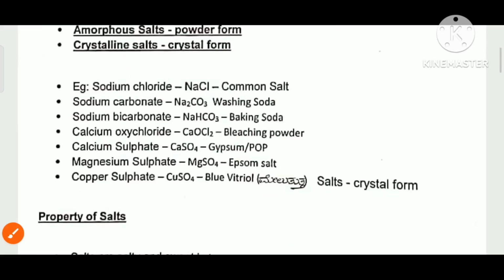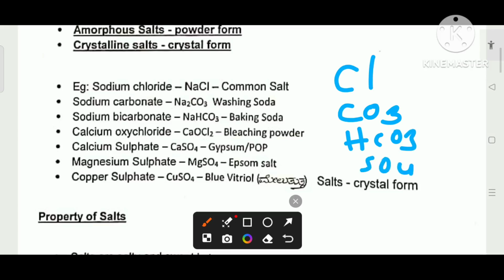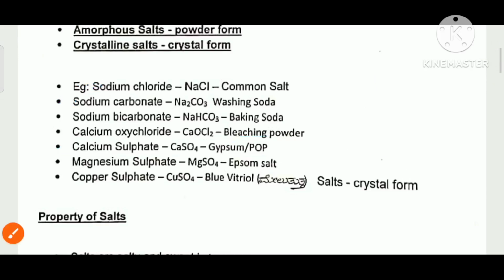You need to remember salts end with Cl, which means chloride, and carbonate, bicarbonate, sulfate. Got it? See the examples: sodium chloride, NaCl; sodium carbonate, Na2CO3, which is washing soda; sodium bicarbonate; calcium oxychloride, bleaching powder; and calcium sulfate, CaSO4, which we call gypsum. Regarding its preparation, we are also going to discuss it in this chapter.